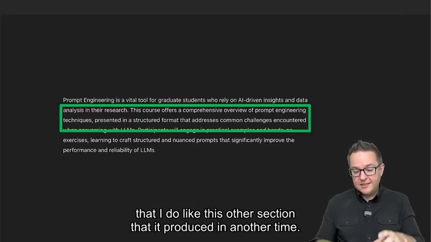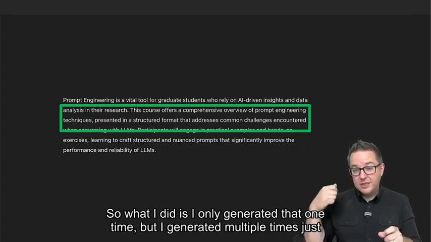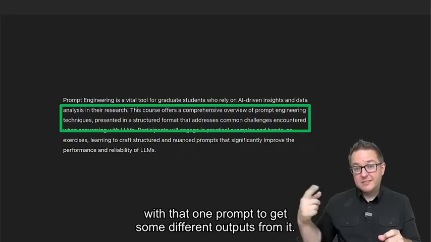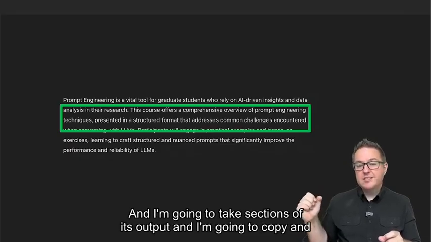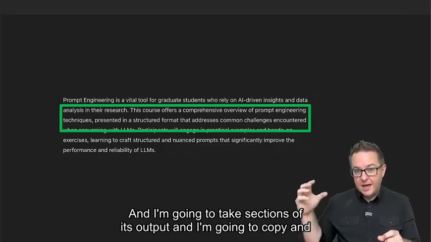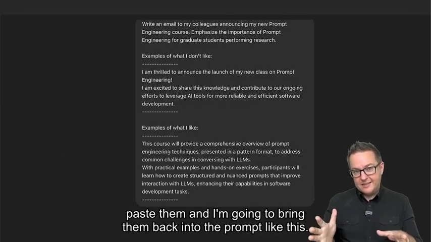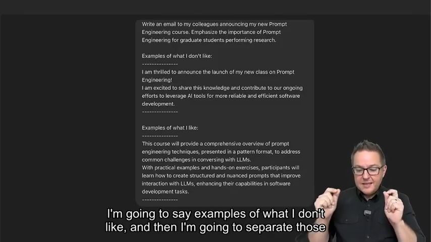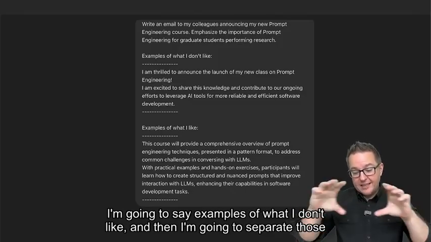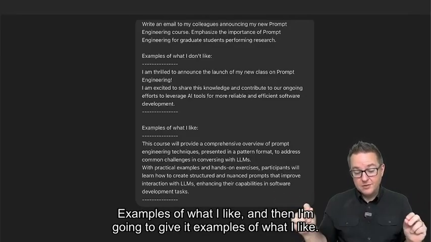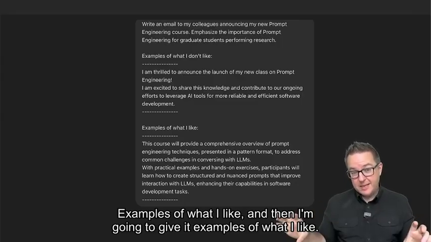I do like this other section that it produced another time. So what I did is I generated multiple times with that one prompt to get some different outputs from it. And I'm going to take sections of its output, copy and paste them, and bring them back into the prompt like this. I'm going to say examples of what I don't like, and then separate those off, and give it some examples of what I don't like, and then examples of what I like.